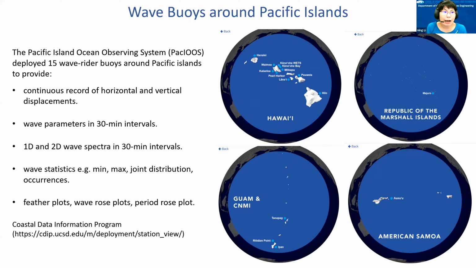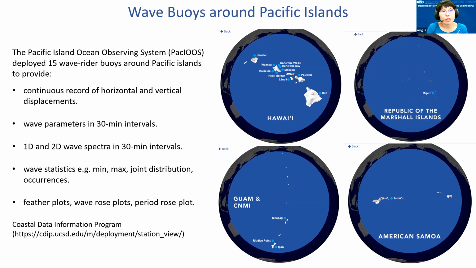Those wave parameters, I think most of you are very familiar with, like significant wave height, peak period, peak direction, average period, and so forth. And based on the surface displacement, we can also derive the wave spectrum in 1D or 2D at 30-minute intervals. And from Justin's presentation, you should already have an idea how important the wave spectrum is, and it contains a full wealth of information about the wave conditions.